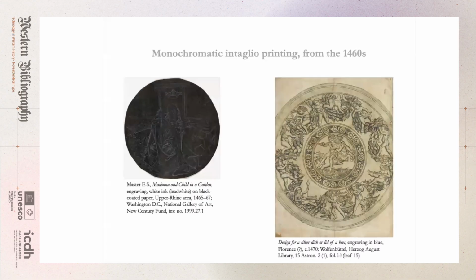As with woodcuts, the earliest European engravings were printed with black ink only. Color intaglio printing appeared from the 1460s. On the left is the earliest example of an intaglio color print. It is an engraving inked in white on black coated paper. More common was to print plates in monochromatic blue, brown, or red on white paper, which can be found through the ages since.